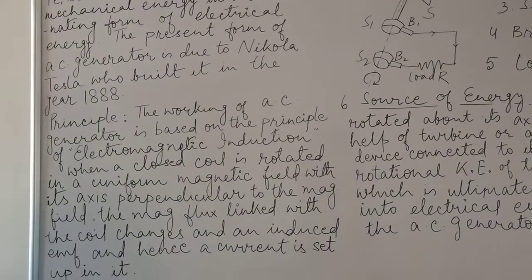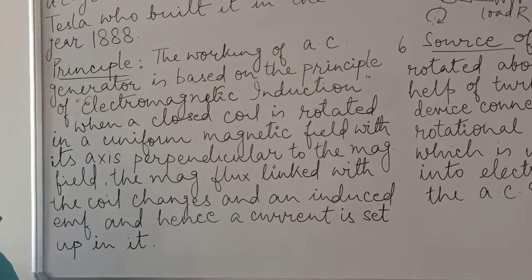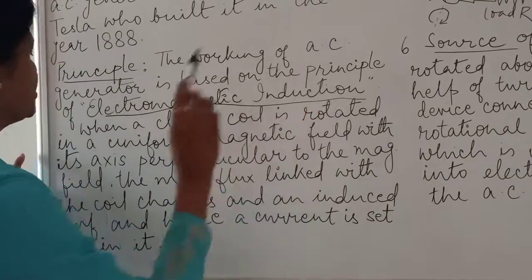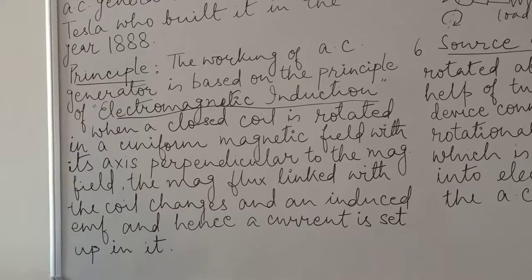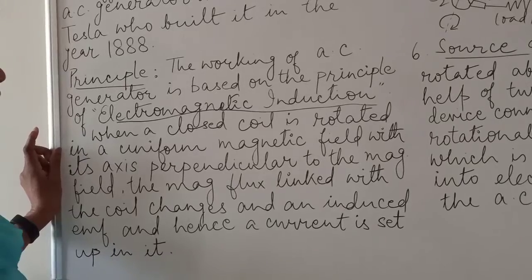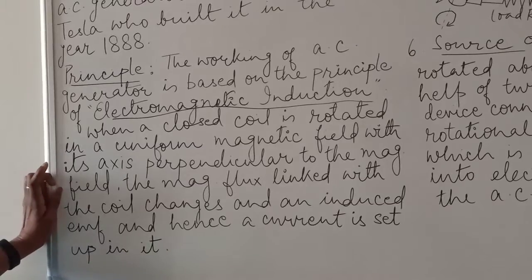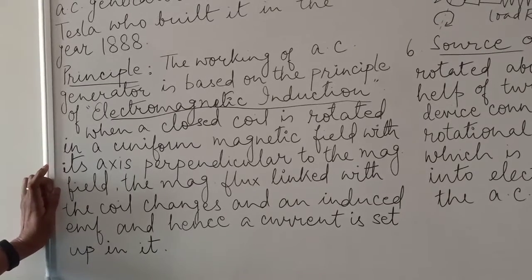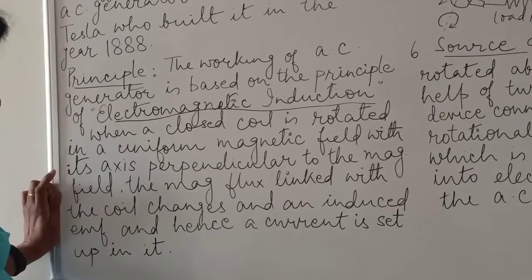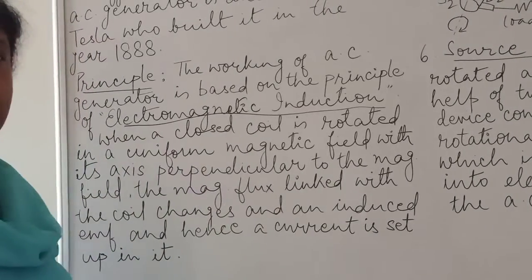Principle: the working of an AC generator is based on the principle of electromagnetic induction. When a closed coil is rotated in a uniform magnetic field with its axis perpendicular to the magnetic field, the magnetic flux linked with the coil changes, and an induced EMF, and hence a current, is set up in it.